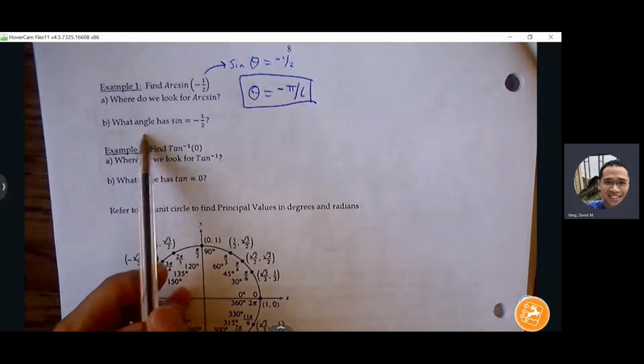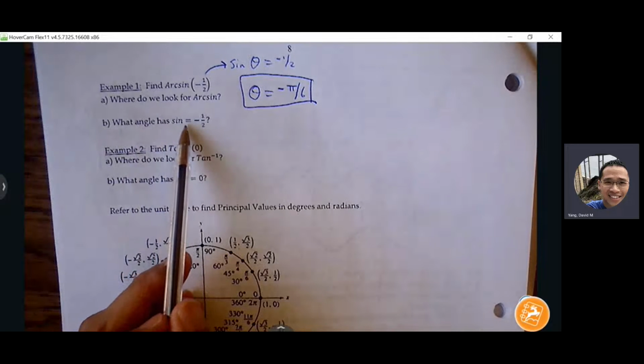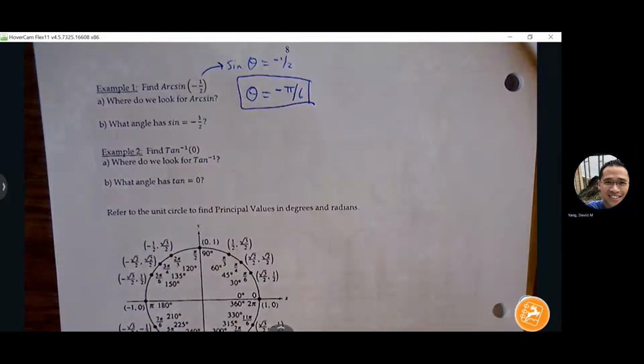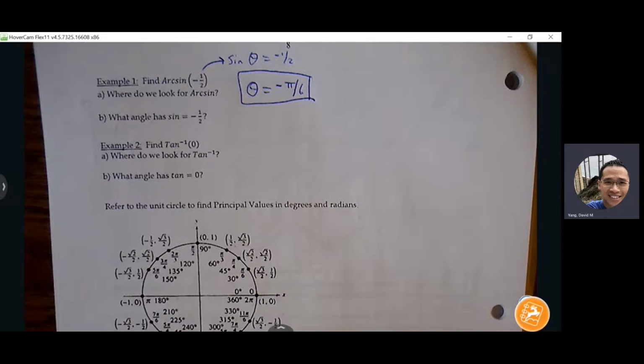What angle has sine of theta equal to negative 1/2? Hopefully you guys don't feel like you're doing anything new. You're just looking at something that you already know from a different perspective.